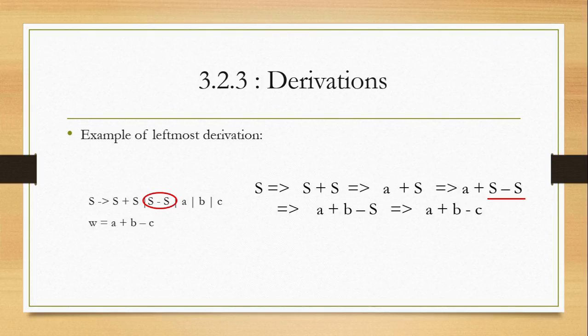And again, we will change the leftmost non-terminal to B by applying the fourth rule, which is S derives B. And finally, changing the remaining non-terminal S into C by applying the last rule, and we will have the string A plus B minus C.